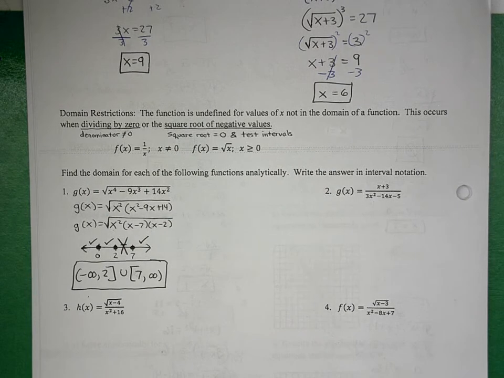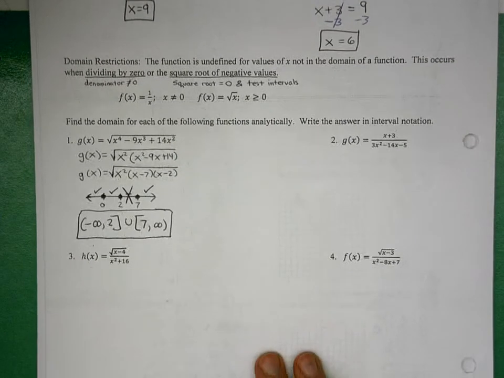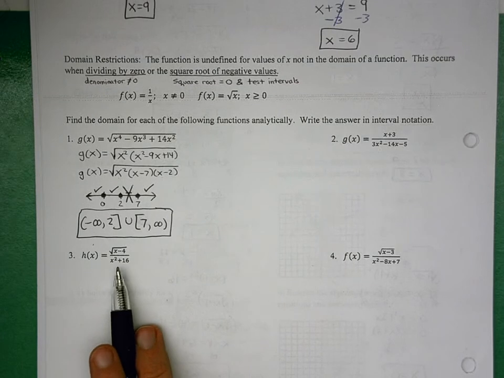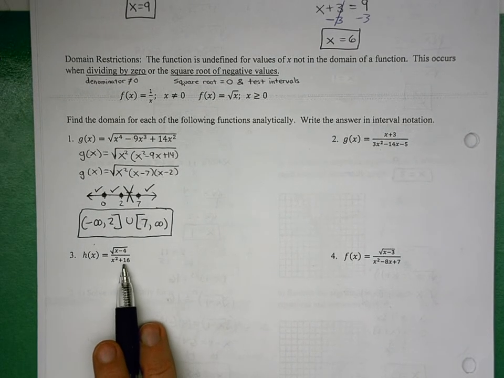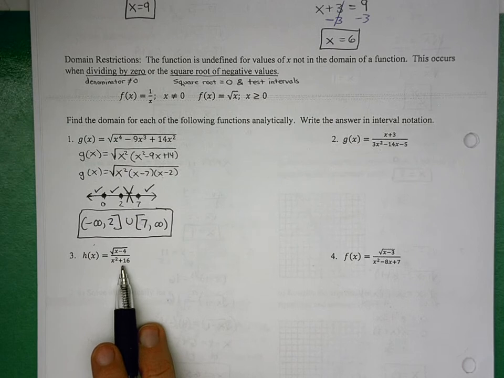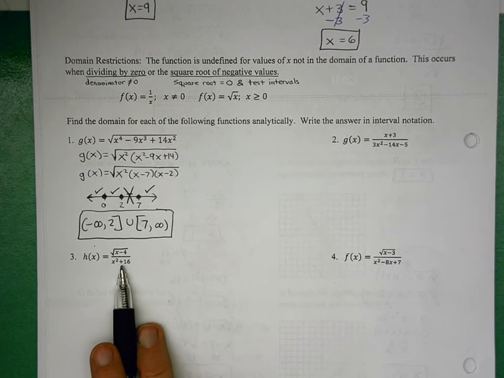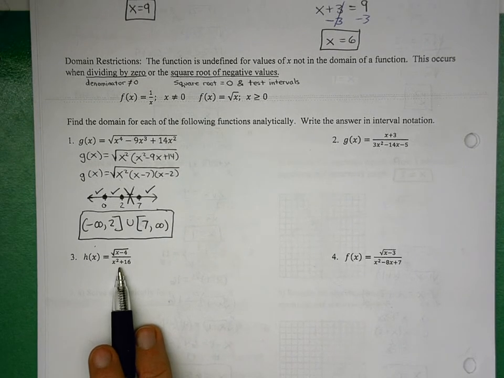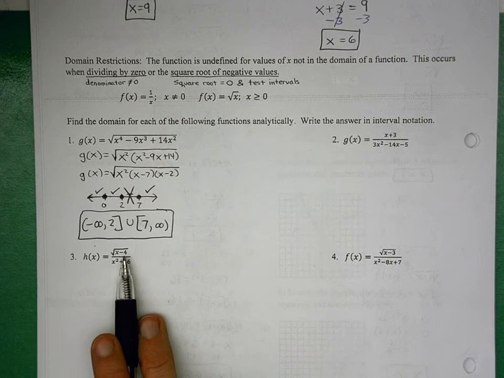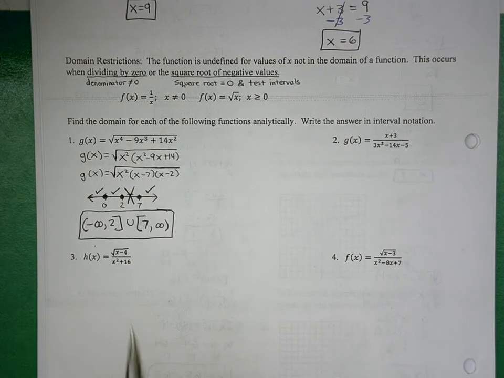So, number 3, we do have a denominator here. So I would need to figure out, okay, what would make this denominator equal 0? Because those would need to be holes in my interval. However, x squared plus 16 doesn't ever equal 0. So I'm good to go. Next up, what would make my radical equal 0? Well, my radical would equal 0 at 4.